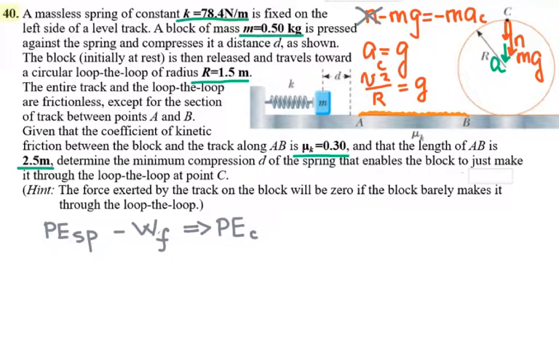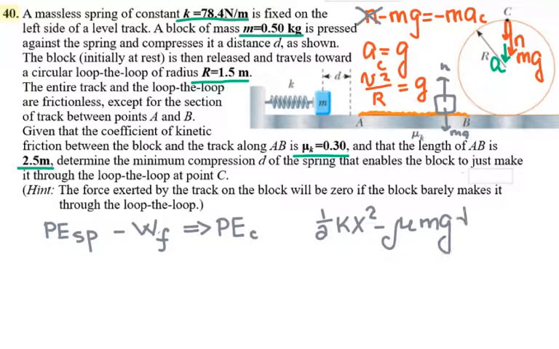So what I can say is 1/2 k x squared, that's the compression of the spring, minus mu times the normal force on AB. If this is the block, you have mg and you have the normal force, so the normal force would be equal to mg in this case. So mg times the distance d between A and B, and all that is equal to mg times the height, which is twice the radius of the loop.